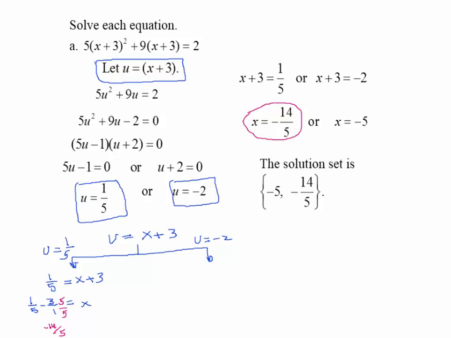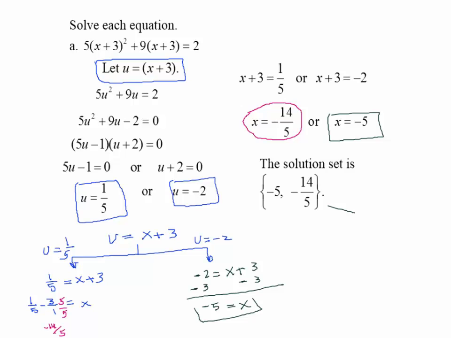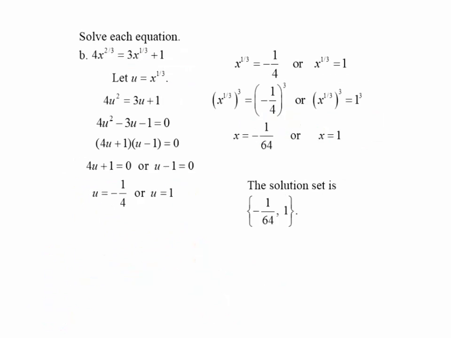Minus 14 over 5. So in this other case, if I go ahead and let u be equal to minus 2, that is equal to x plus 3. If I subtract 3 from the equation, I get minus 5. I get two answers, x equal to minus 5, which is right here. So this would be the solution set: minus 5 and minus 14 over 5. You can always check your answer by substituting these values into the original equation, to see if it adds up to 2.